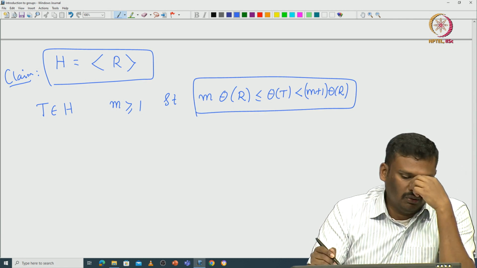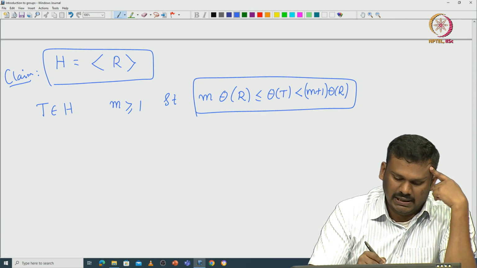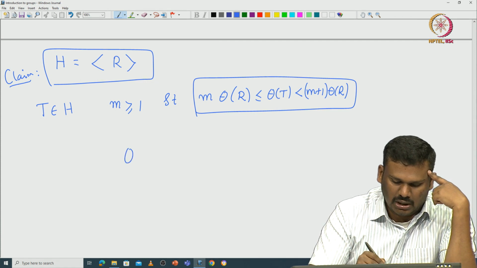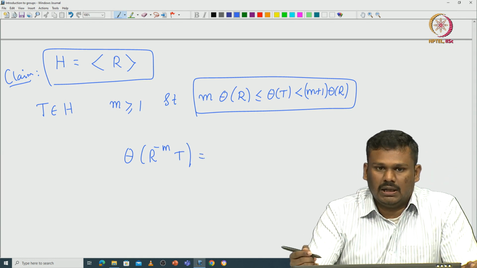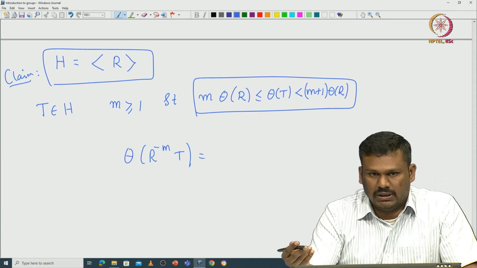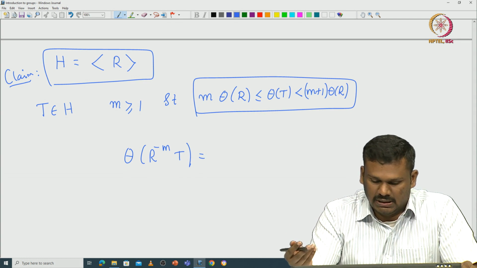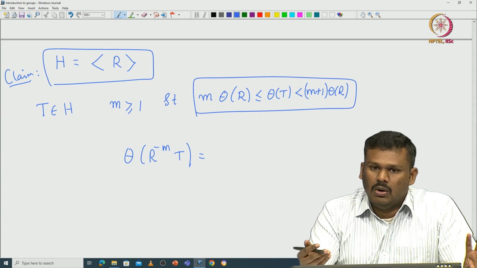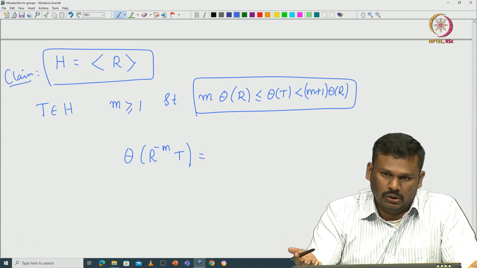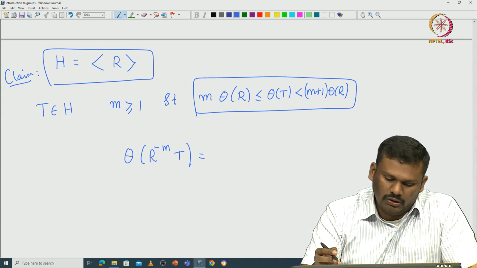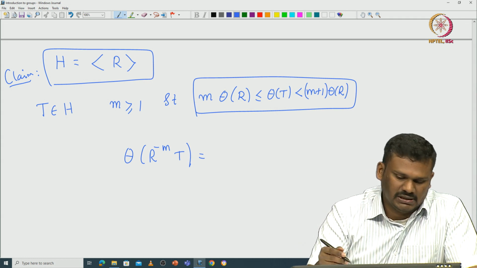Okay. So, now how do you use this m? You can see that if you compute this r^(-m) t, where r is a rotation, r inverse is a rotation, any power of r is a rotation, and t is also a rotation, both about the origin. So the composition of these rotations is again a rotation. Then what will be the angle? The angle will just add up.